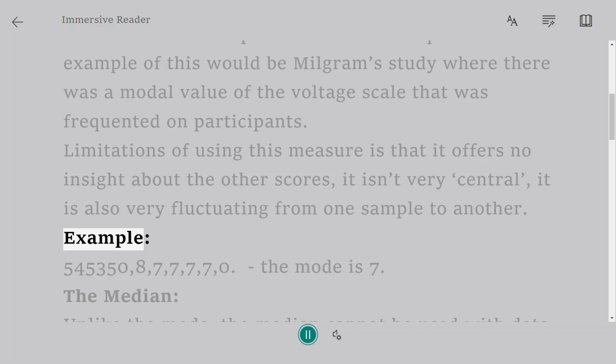Example: 5 4 5 3 5 0 8 7 7 7 7 7 0. The mode is 7.